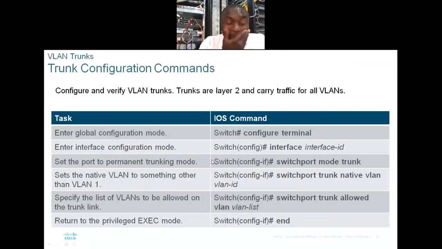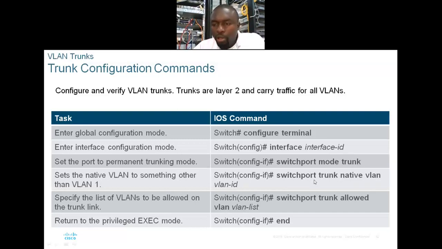All right, so we're supposed to configure a trunk. How do you configure a trunk? You go to your global configuration mode, and from there interface, then you give the interface ID. That's the port that you want to configure as trunk. Then you go to switch port mode trunk. Remember the other one, switch port mode access. Now switch port mode trunk.